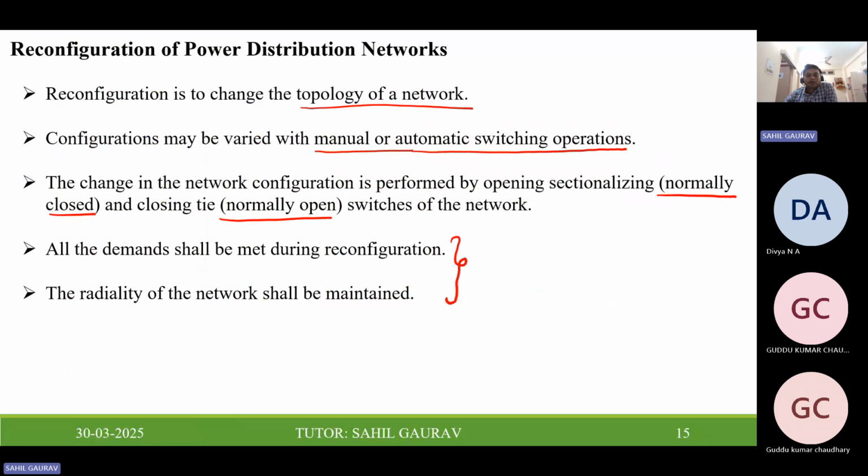All demands shall be met during reconfiguration, which means demand should be as it is. No load should be interrupted before and after the reconfiguration of the power distribution network, and reliability of the network shall be maintained. You cannot change the topology of the network. It should be radial in nature, meaning earlier it is also radial in nature, and after doing the reconfiguration it will again be radial in nature. You should not change it to mesh type or another topology type.